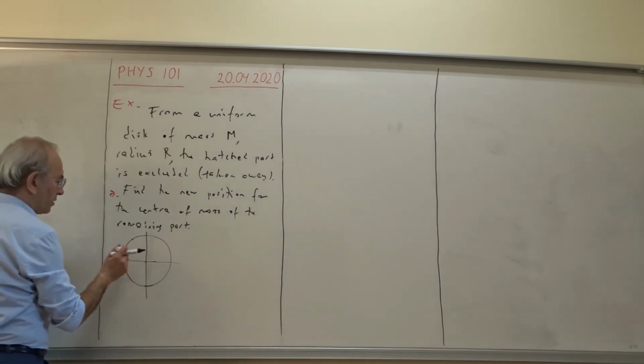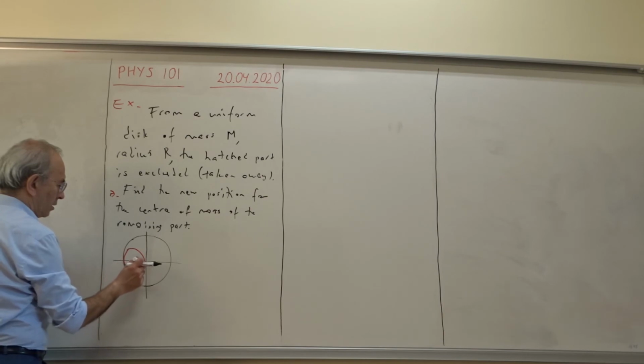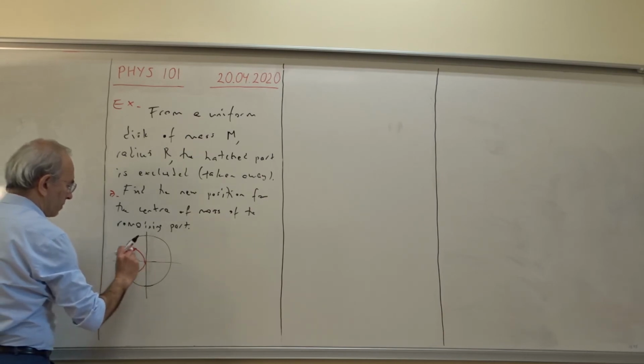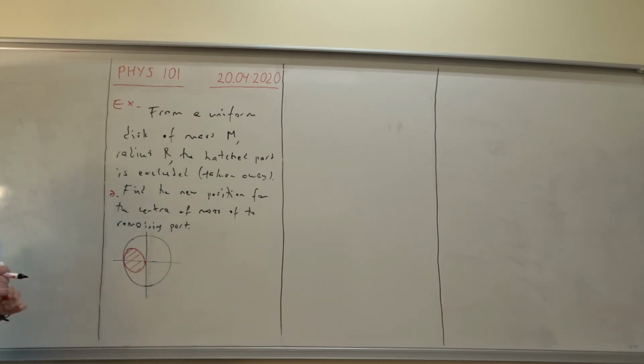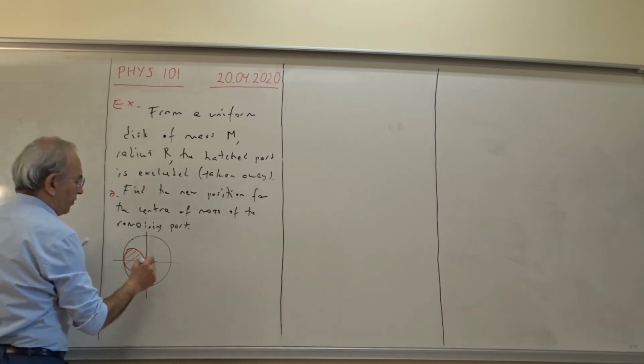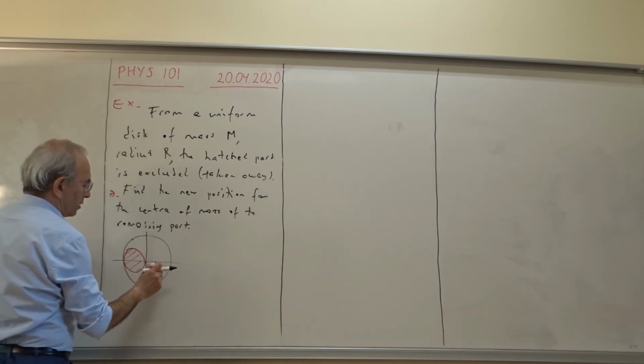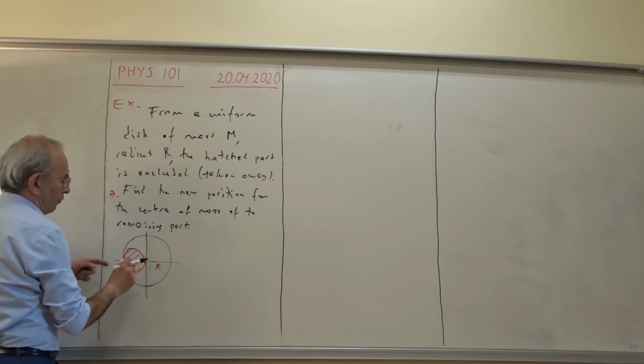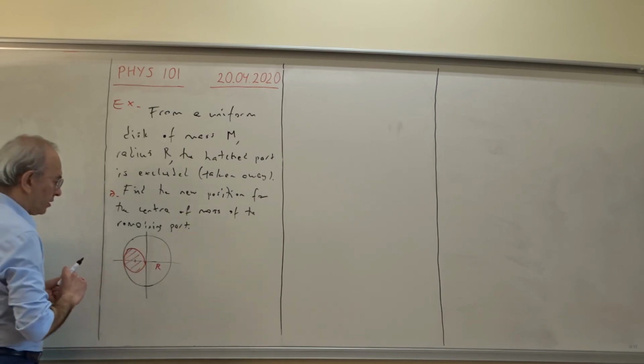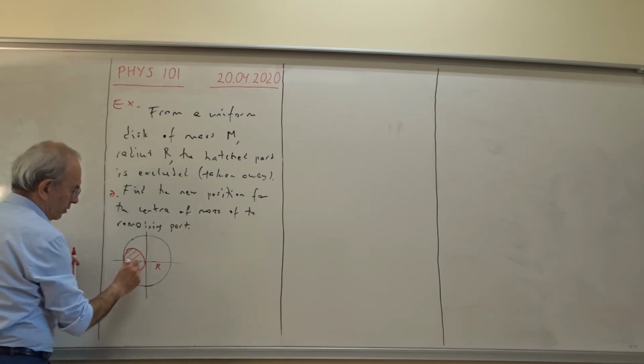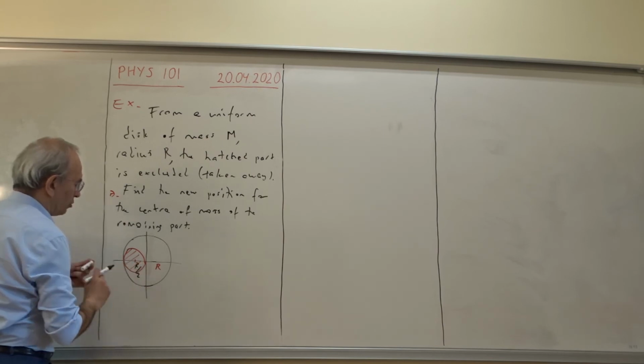So this part, let's say quite a large part, is excluded, taken away. And this is the radius r, and of course the excluded part has a radius of r over 2. So this radius is of course r over 2.